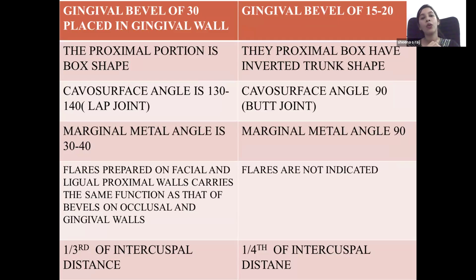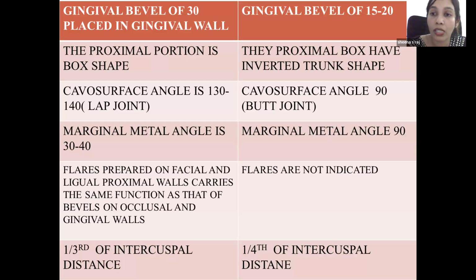Cavo surface angle, we know, is normally 90 degrees in the case of amalgam, that is called the butt joint. But in here, it is a 130 to 140-degree lap joint. That is why the metal margin is 140 minus 180, that is 30 to 40. In amalgam, because 90 is the cavo surface angle, the remaining metal will be 90 degrees, right? So flares are not indicated in amalgam, flares are indicated in this. Intercuspal distance is 1 by 4th in amalgam, 1 by 3rd in inlay.